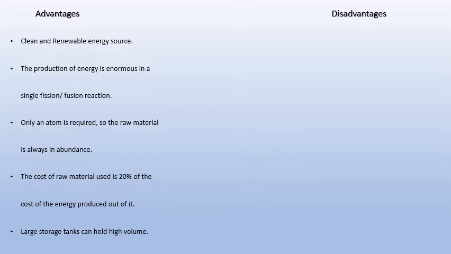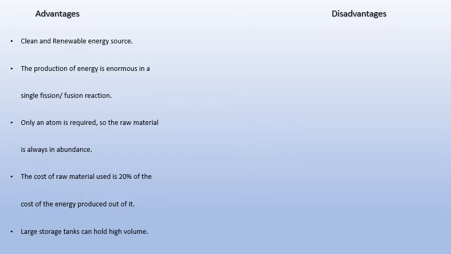Production of energy is enormous in a single fission or fusion reaction. So you don't have to do it multiple times. In one single fusion or one single fission, there's so much energy produced. The raw material required. What is the raw material required? Just one single atom. One single atom can produce you so much energy. It must be a radioactive element atom, but still the amount of raw material required is less.